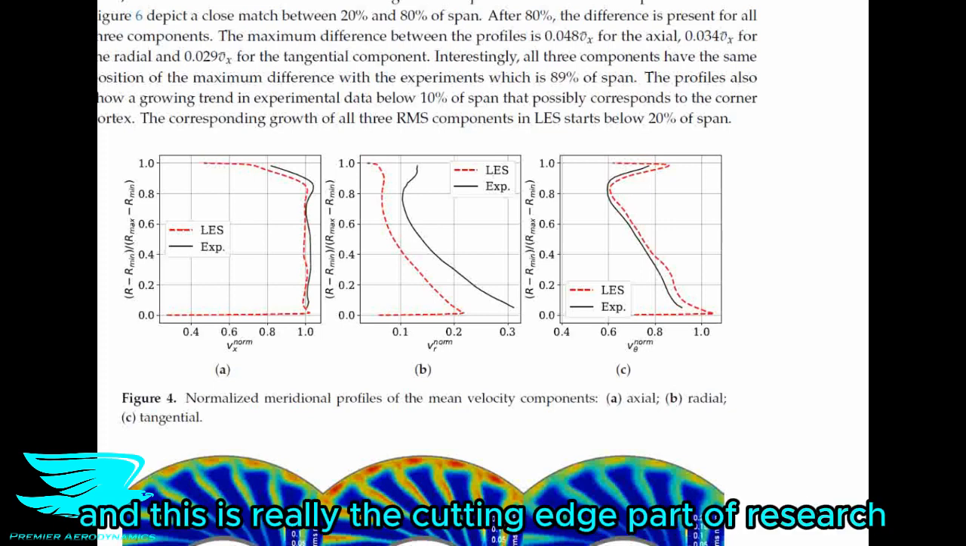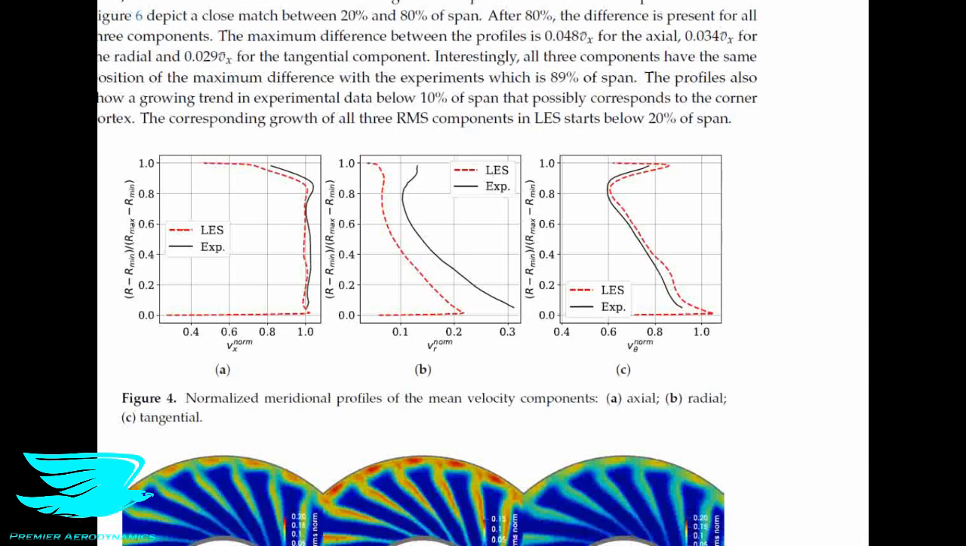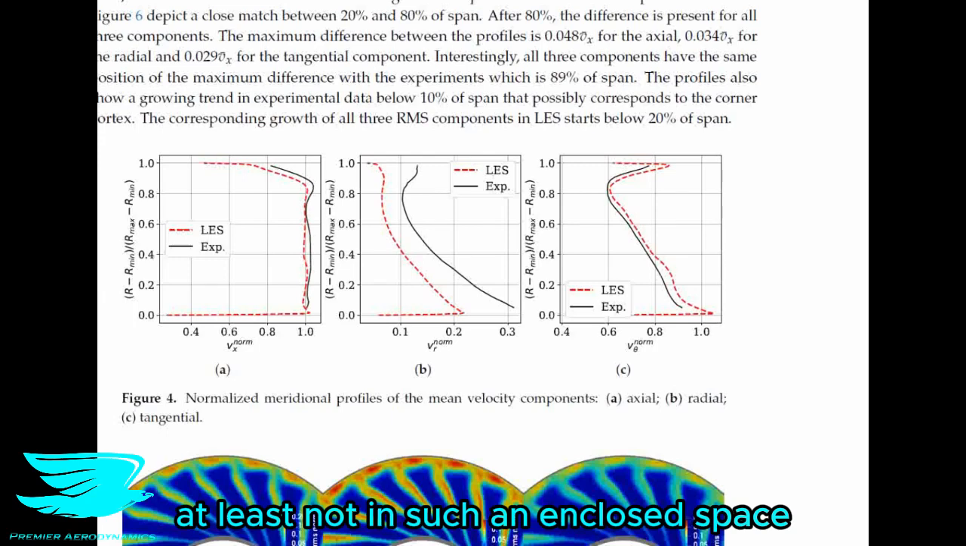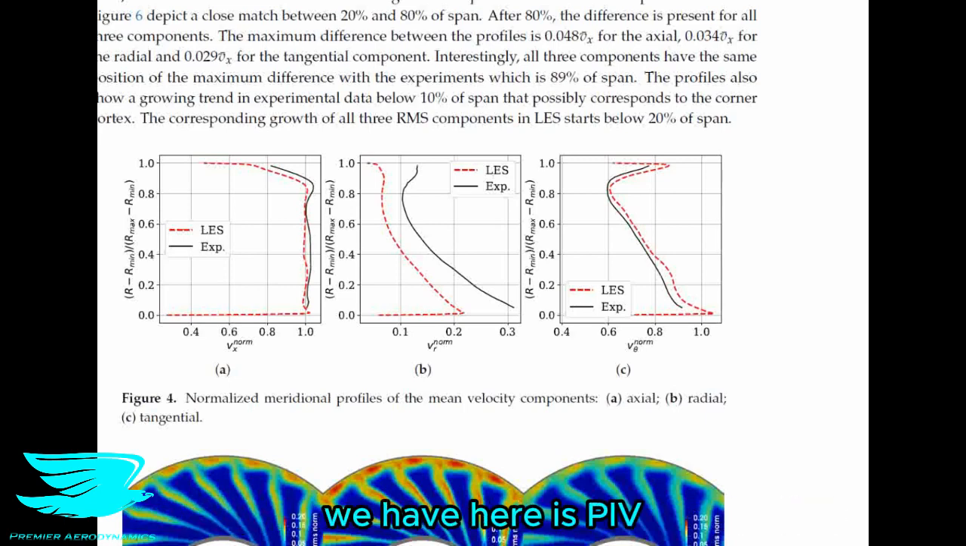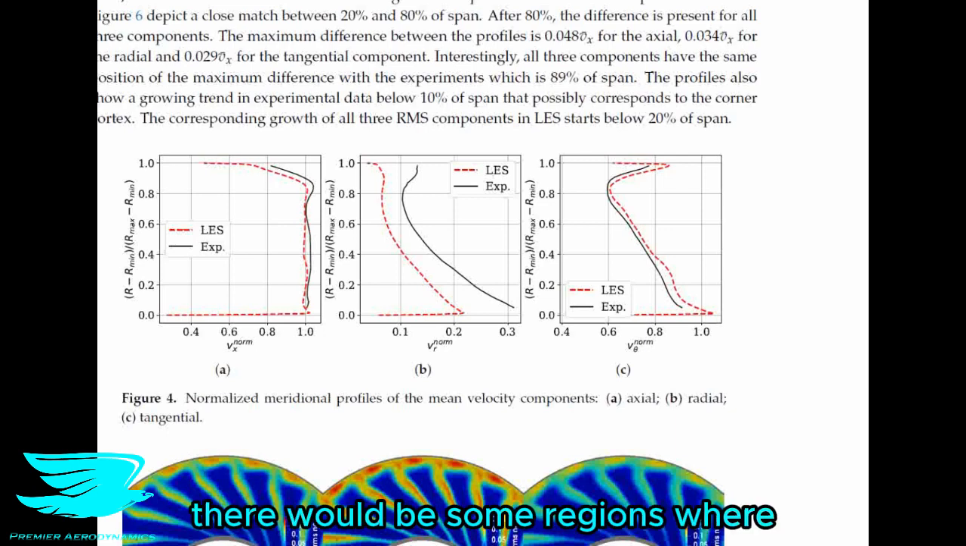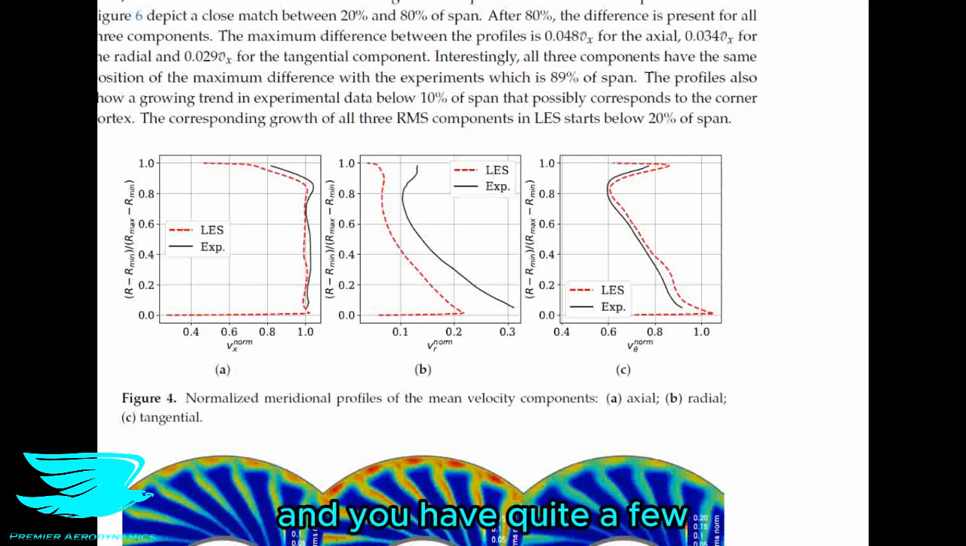And this is really the cutting edge part of research. So I think that, given the current state of our technology capabilities, this is definitely acceptable, and personally I don't see experiments being able to do a better job here, at least not in such an enclosed space with such a high rotational velocity. And maybe the experimental technique that could do better than CFD here is PIV with a very high frequency rate. And if you've got the cash, but even still, there would be some regions where the laser doesn't get to, and you have quite a few different dead patches going around where there's no data.